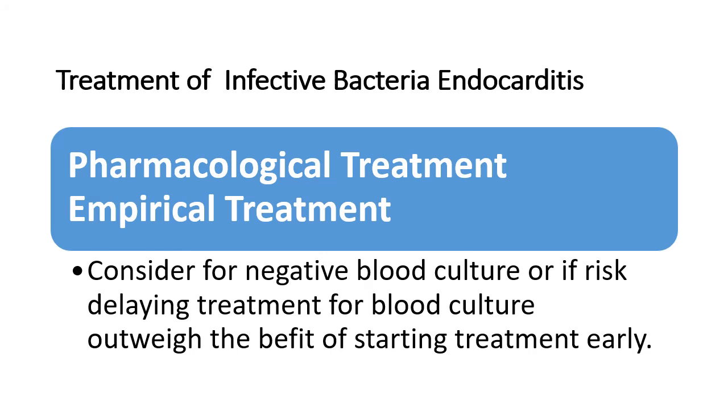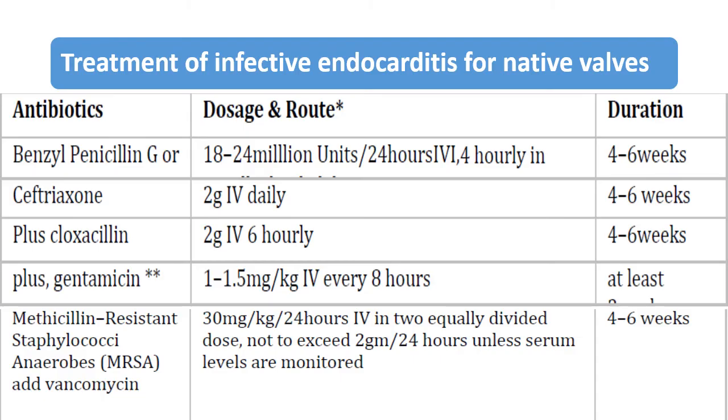Or when the patient is very risky and a negative blood culture will put the patient at risk for delaying treatment. That's why we can initiate empirical treatment. Remember, empirical treatment is a treatment done without investigation. So infective endocarditis for native valve can be treated by an antibiotic such as benzyl penicillin. Of course, the dose is indicated here, and the duration can be 4 to 6 weeks.